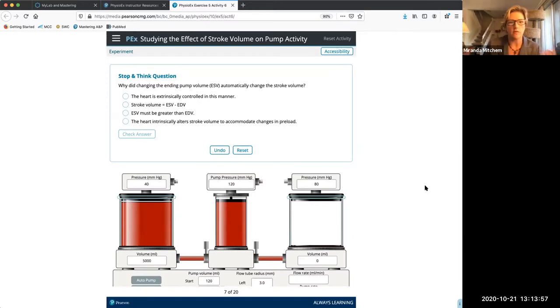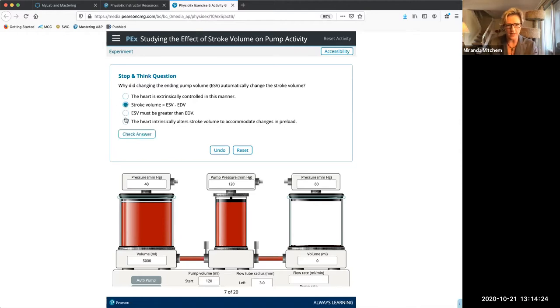Well, it's because of the relationship between what they are. So our stroke volume is the difference between those two. So if we change the end systolic volume, if we lower that, we're not pumping out as much with the contraction. Okay.